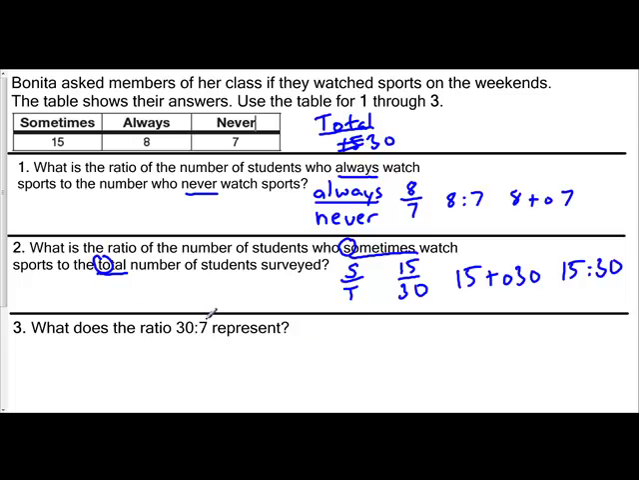What does the ratio 30 to 7 represent? So they've given us a ratio 30 to 7. I'm going to write it like this to make my life a little easier. What numbers do we have that have 7? Well, there are 7 who never watch it, so those who never watch sports on the weekend. And where do we have 30? Right here, total. So the total number of students compared to those who never watch. The total to never. So we compared always to never, sometimes to total, and total to never. 30 to 7 is what that is.